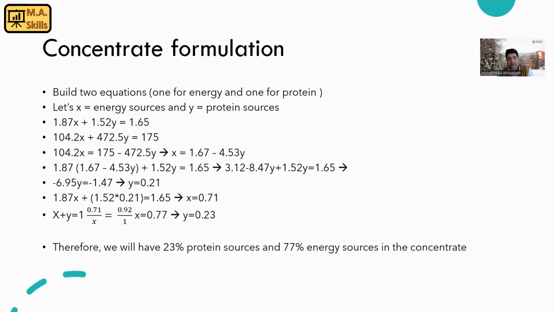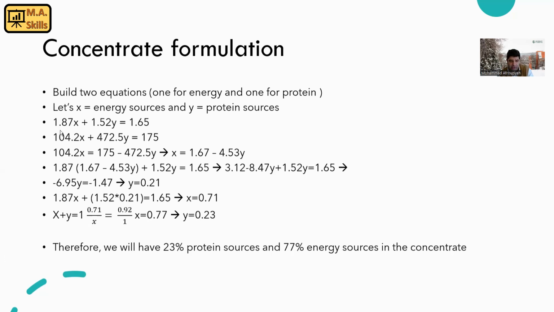X is the amount of energy sources in our concentrate, and Y is the amount of protein sources in our concentrate, right? So we need to build the energy equation.